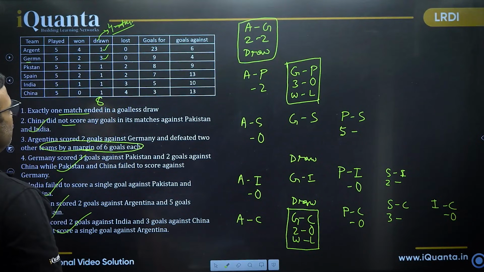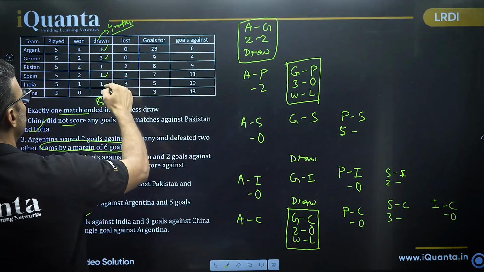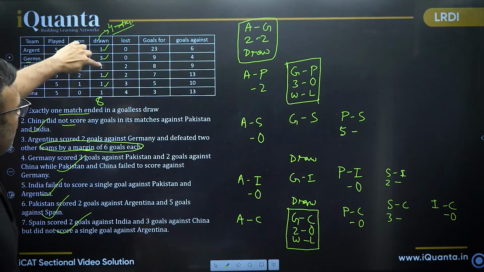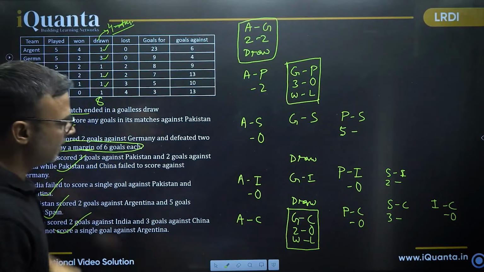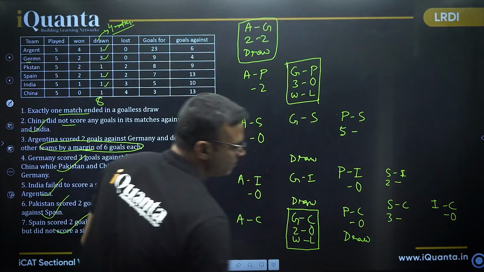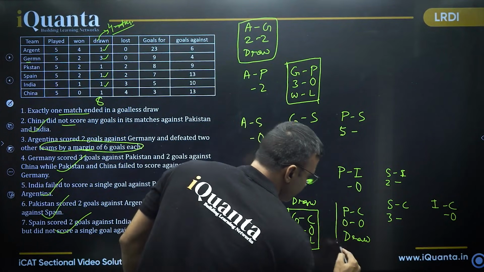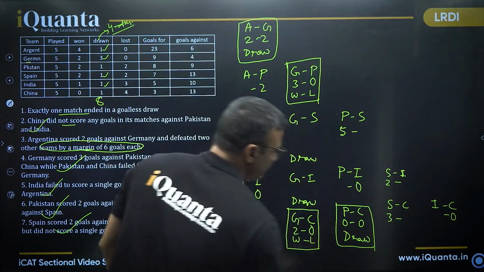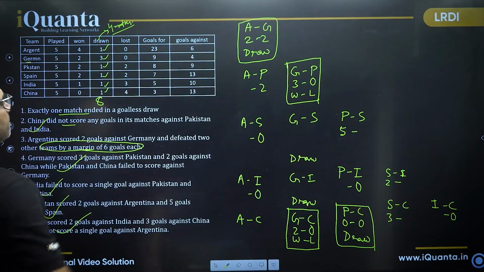Pakistan is remaining. Spain and India are completed. So what do you see? 1 draw of Pakistan and 1 draw of China. Obviously, they would have played each other. That means Pakistan, China is also a draw. Wow. If this is a draw, then Pakistan must have scored 0. Then this information is completed. Nice. So everything about draws is completed.